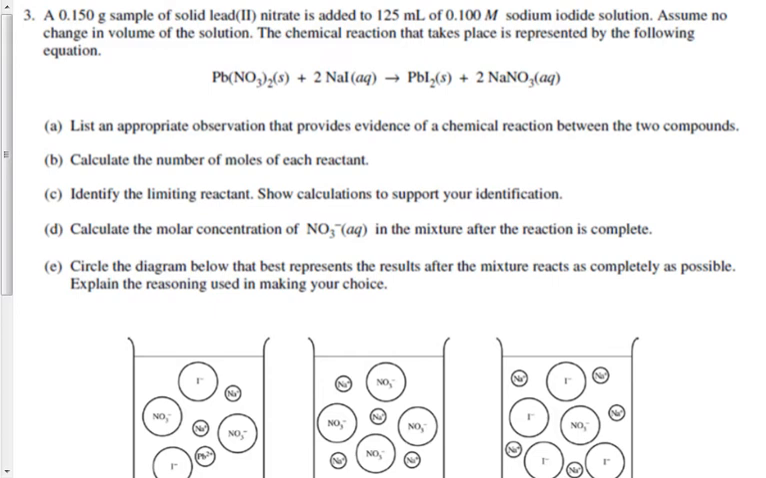Okay, here we go. A 0.150 gram sample of solid lead-2 nitrate is added to 125 mL of 0.1 molar sodium iodide. Assume no change in volume, chemical reaction takes place. So there I am. Even tells you that's my solid. List an appropriate observation that provides evidence of a chemical reaction from the two compounds.